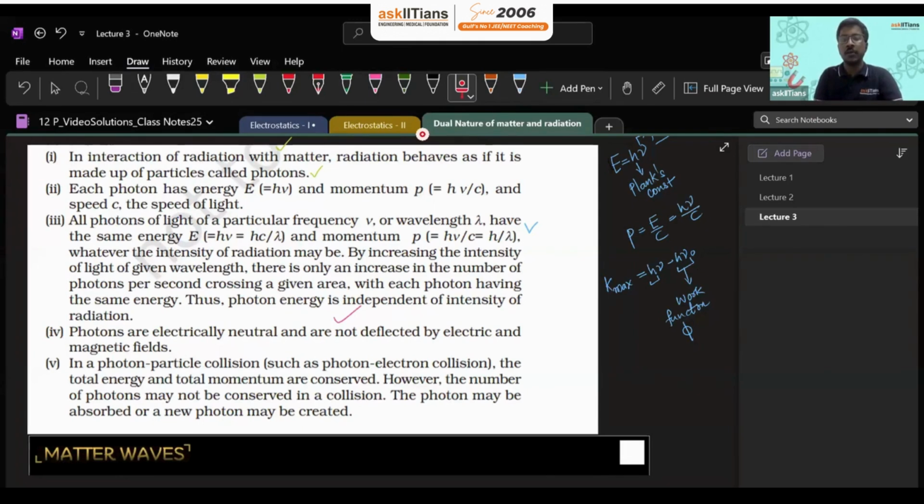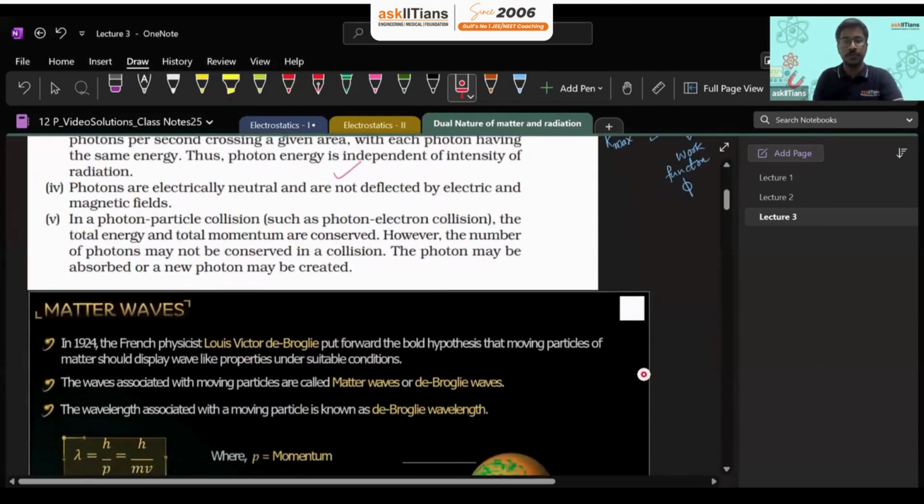And in a photon particle collision, the total energy and momentum are conserved, right? So we have seen this point as well. Energy and momentum are conserved, but the number of photons may not be conserved in a collision. The photon may be absorbed or a new photon may be emitted, right? Because of that, the photon number may not be conserved as such, but the energy and momentum will definitely be conserved in a photon particle collision, like in a photon electron collision.